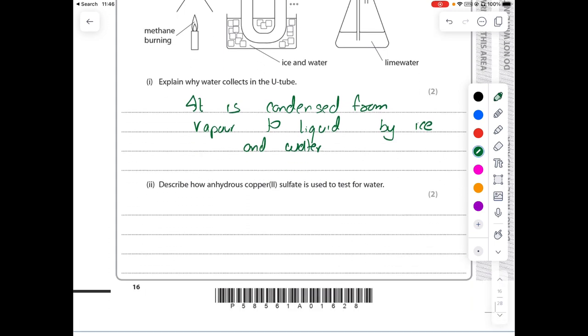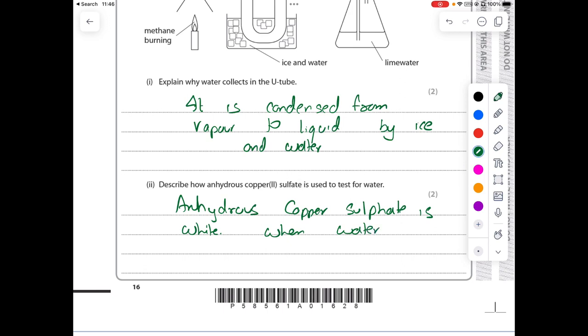Describe how anhydrous copper sulfate is used to test for water. Anhydrous copper sulfate is white. When we add water to it, it turns blue, forming hydrated copper sulfate.